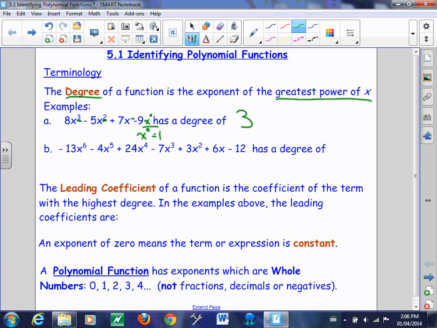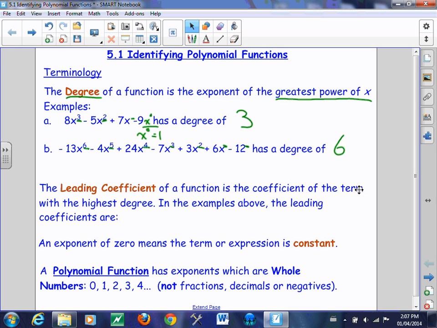Second example, we've got the exponents 6, 5, 4, 3, 2, 1, and that's really x to the exponent 0. We're looking at the highest degree, and it's 6. Usually when you display polynomials or expressions, you always put them in the highest power first. That's so that you can easily identify where the degree of the function is.